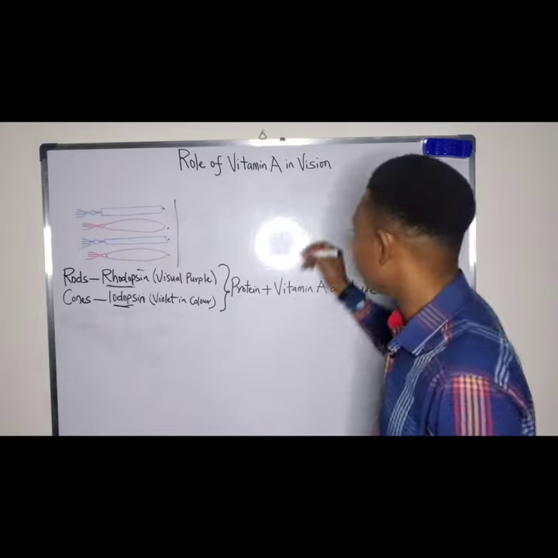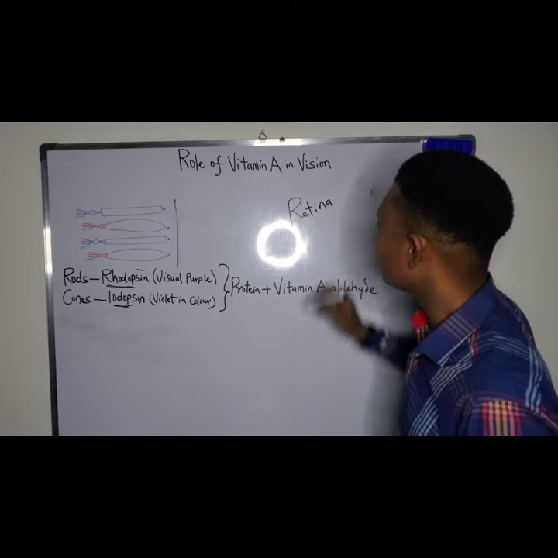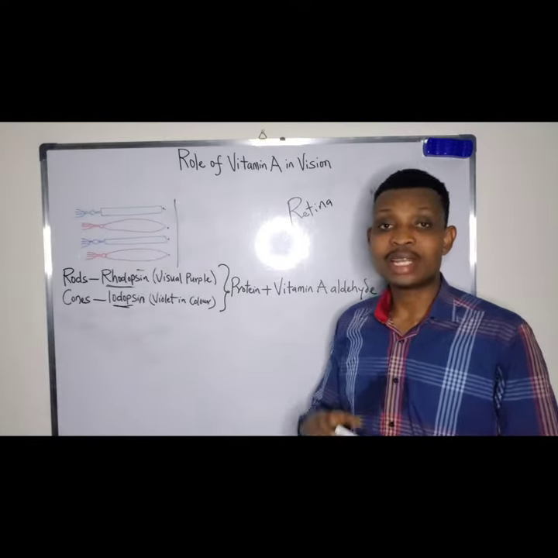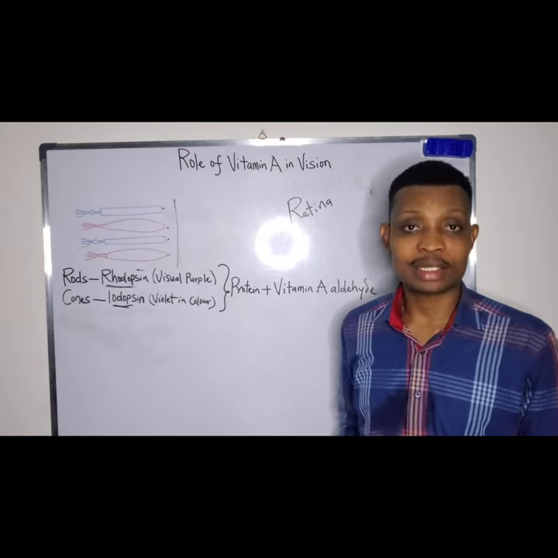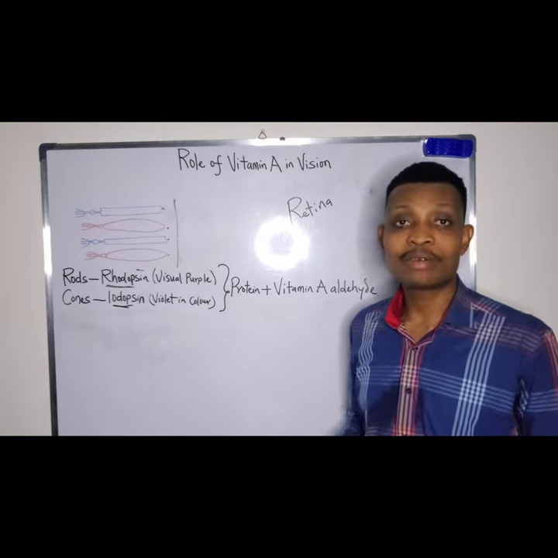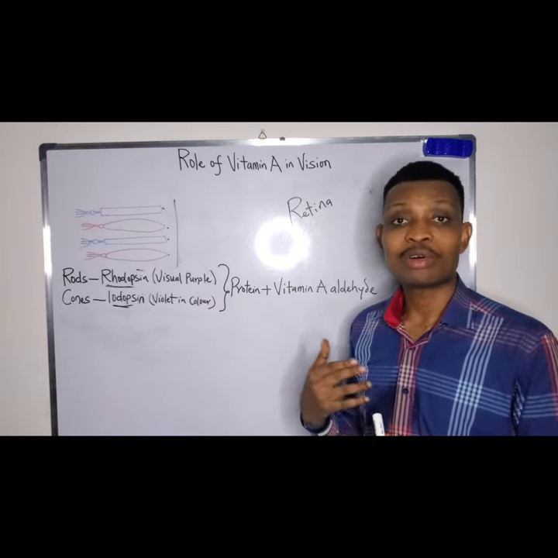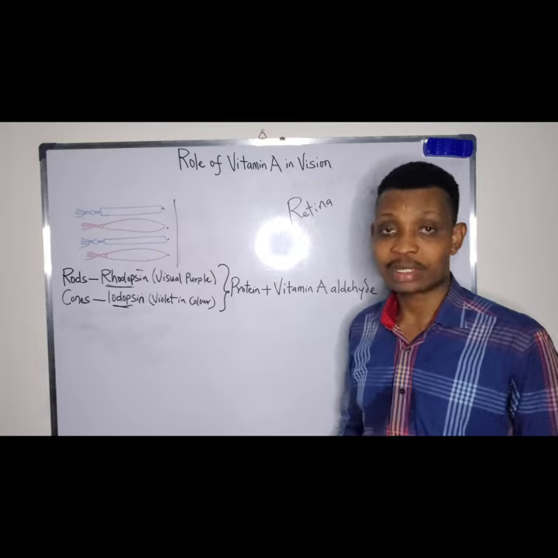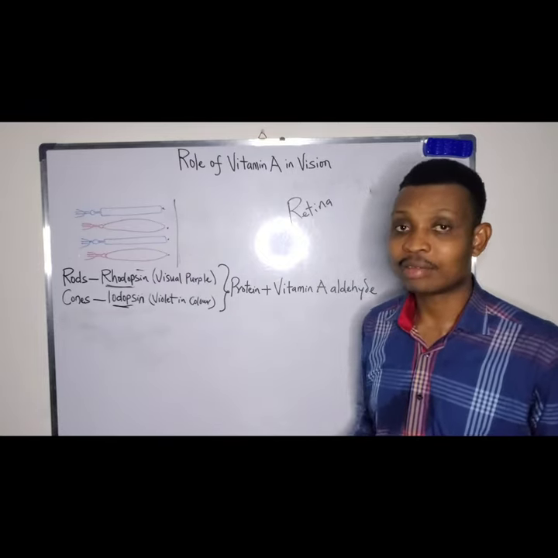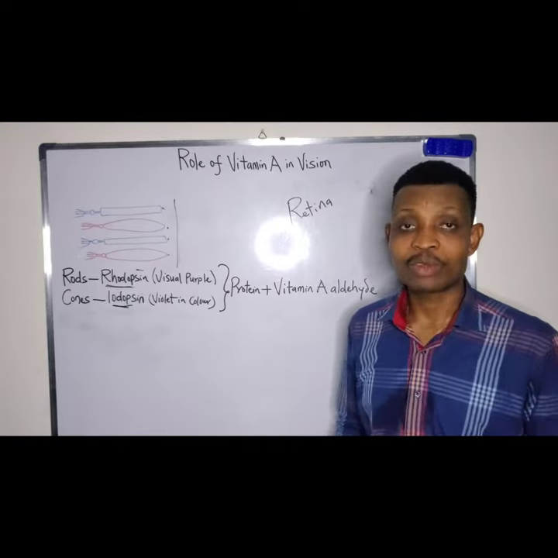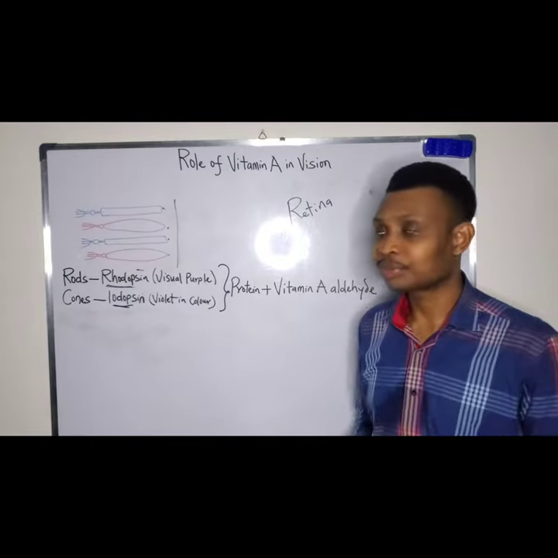Now, the retina is the innermost layer of the eye that is sensitive to light. When light falls on the retina, the retina converts this light into electrical impulses or electrical signals, which are sent to the brain through the optic nerve. And when that is done, vision becomes enhanced. But then how does it do that?